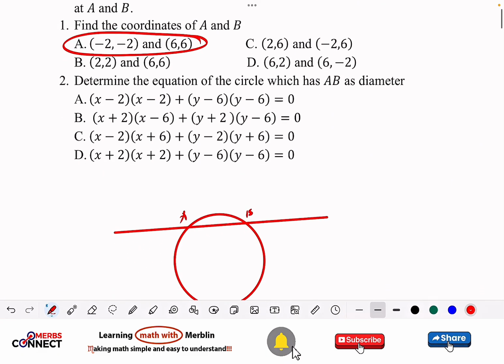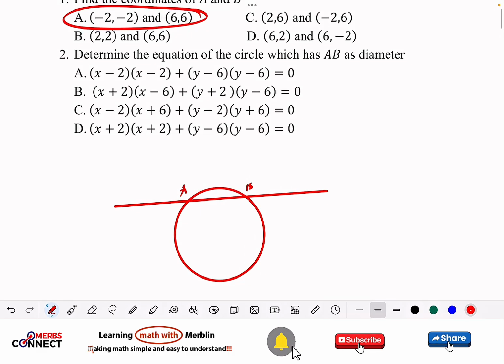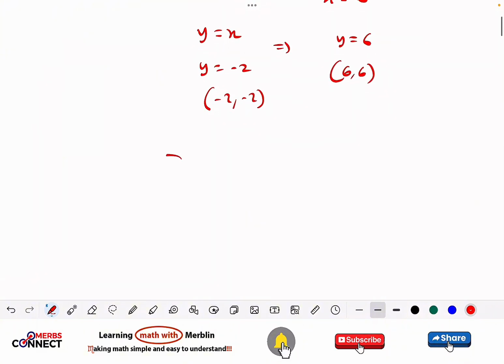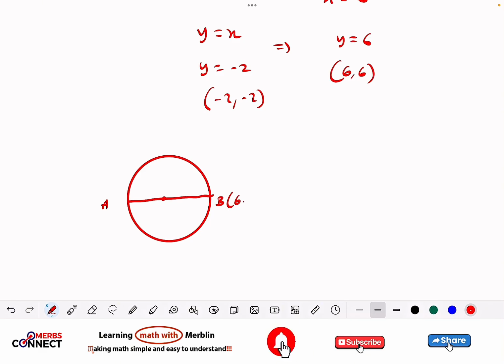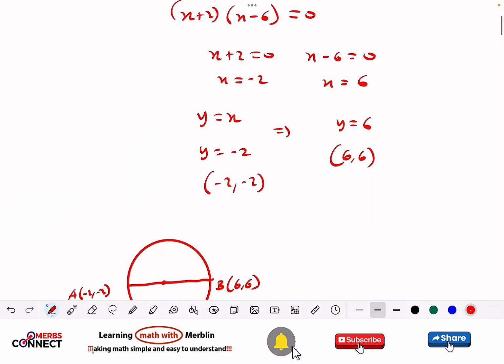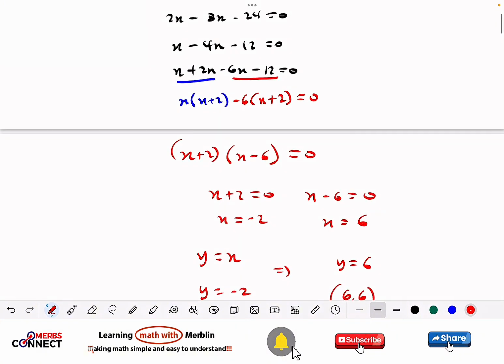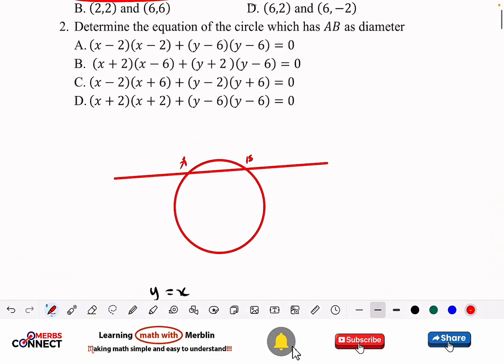Now, question B is saying, determine the equation of the circle which has AB as a diameter. So now we are transforming the question again. We are assuming that this line here is a diameter, so this is how the circle is going to look now. This one is a diameter, meaning that it passes through the center. So this is A, this is B. B is 6, 6, and let me assume that A is minus 2, minus 2. Now let's see what we can get from the question here.